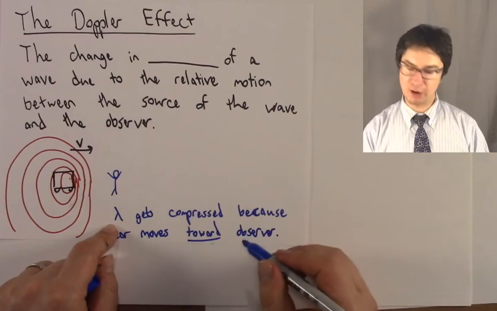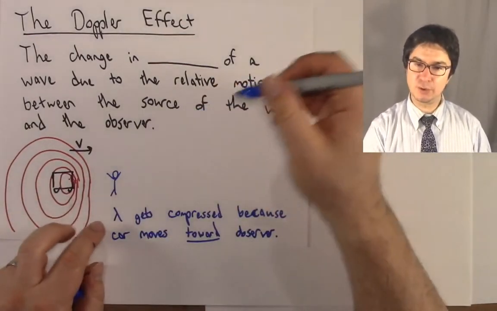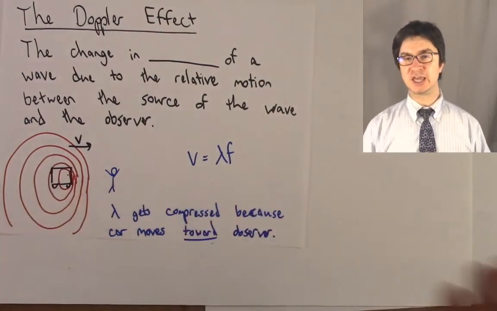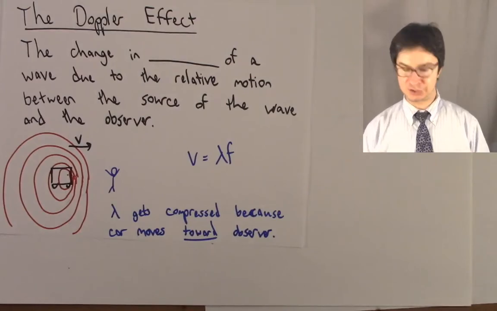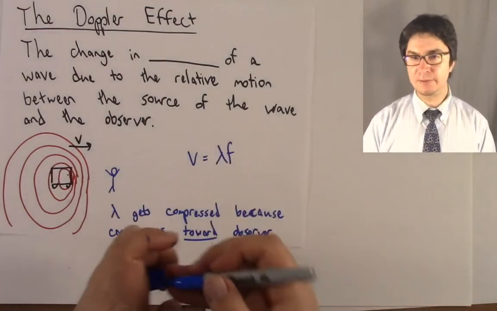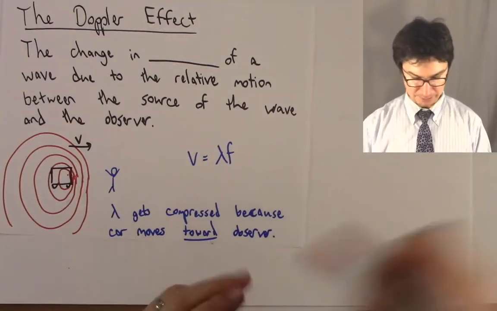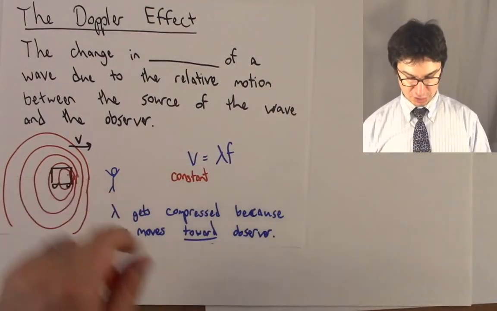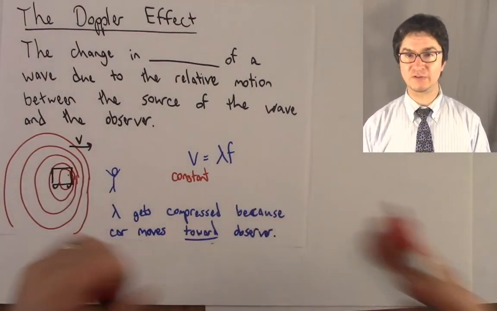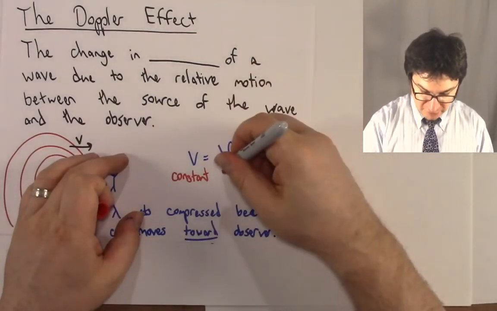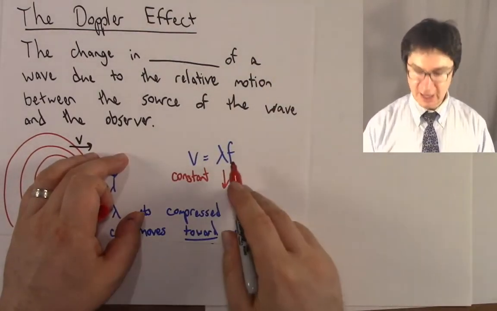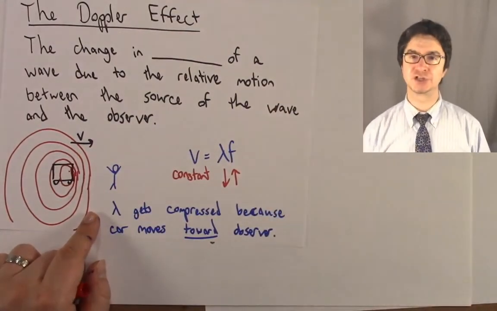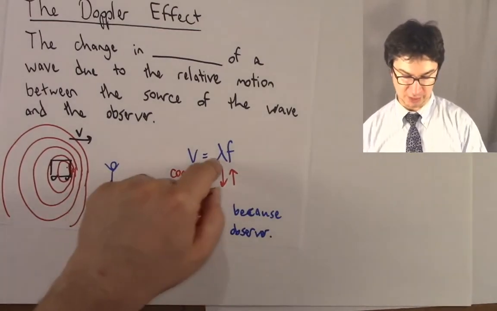If the wavelength gets compressed, that means the wavelength gets shorter. Let's look at the equation v equals lambda f, the wave speed equation. Now, the medium is the air. The air is the medium through which the sound wave is traveling. If the medium is constant, we're not changing the air at all, the question is, if the wavelength gets compressed, that means the wavelength gets shorter. If the wavelength goes down, what's going to happen to the frequency heard by this person? The frequency is going to go up, right? That's the inverse relationship between wavelength and frequency.